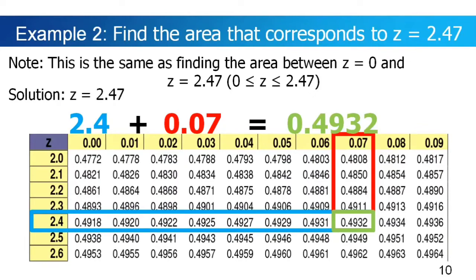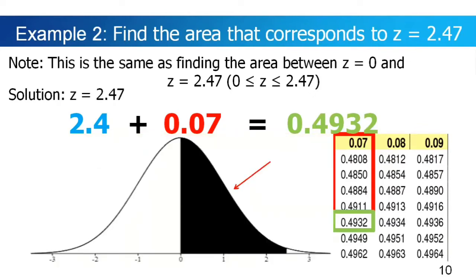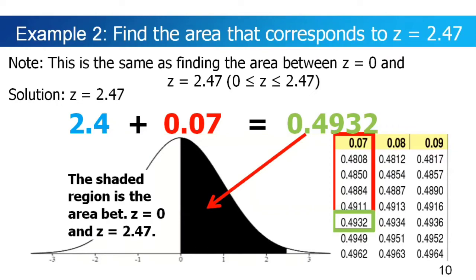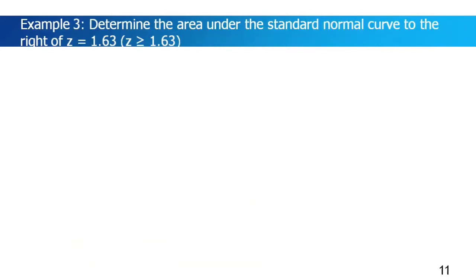If we're going to graph using a normal distribution curve, it will look like this. The shaded region is the area between z is equal to 0 and z is equal to 2.47. So this is the graphical representation of our area, which is 0.4932.